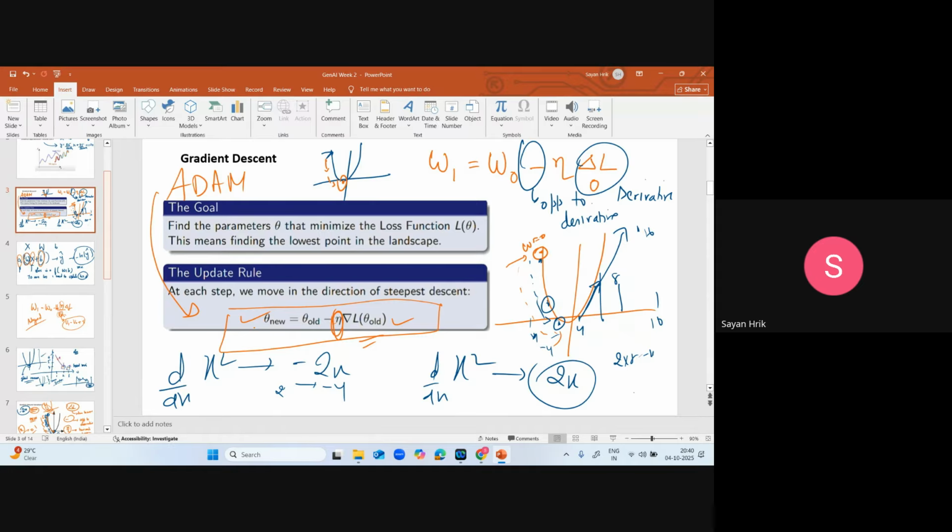So I think with that we are done with gradient descent. Any questions on that? Is the idea clear? Why this formula works? All the terms, the negative, the eta, and the derivative, everything is fine, right?